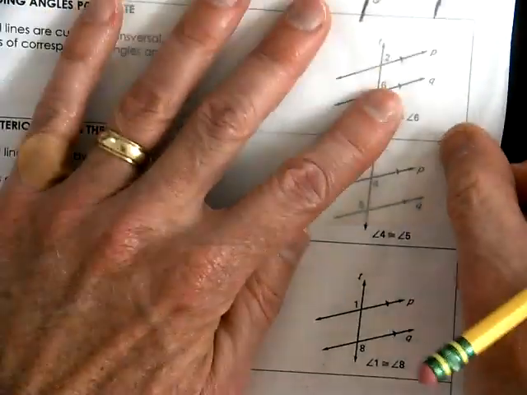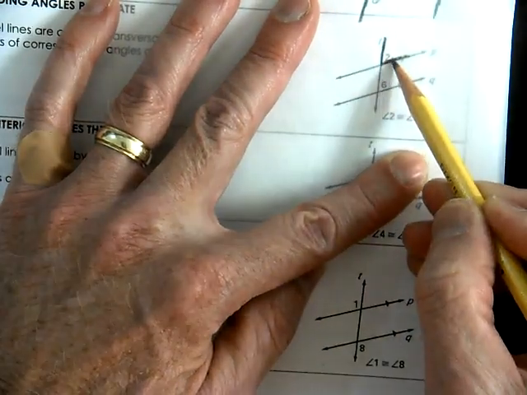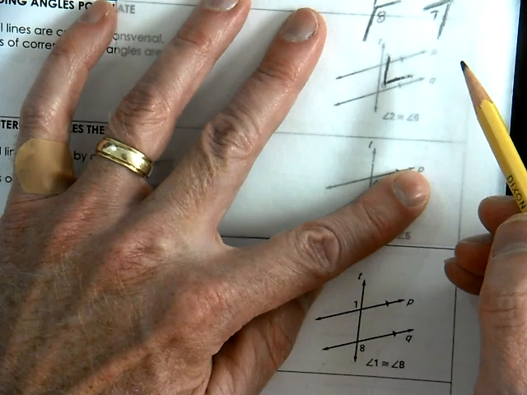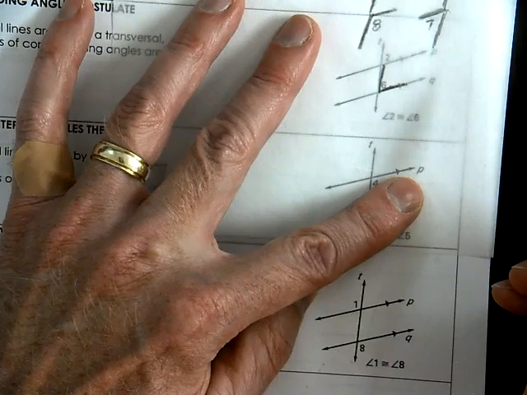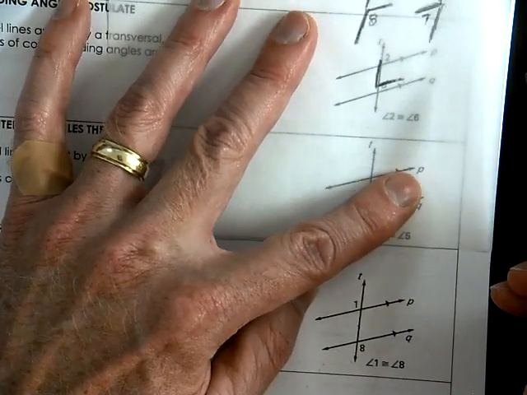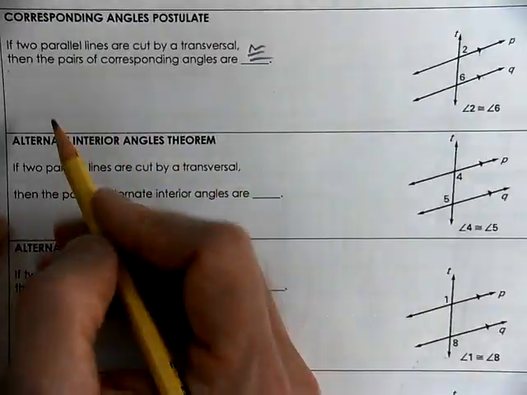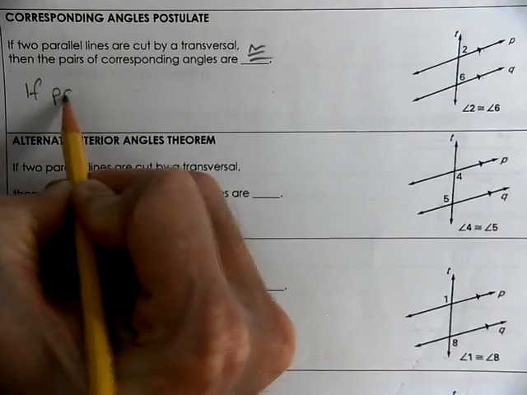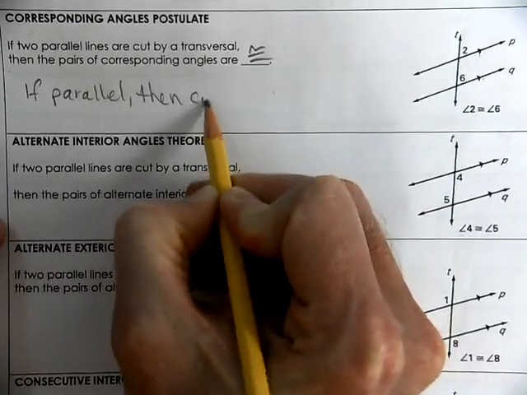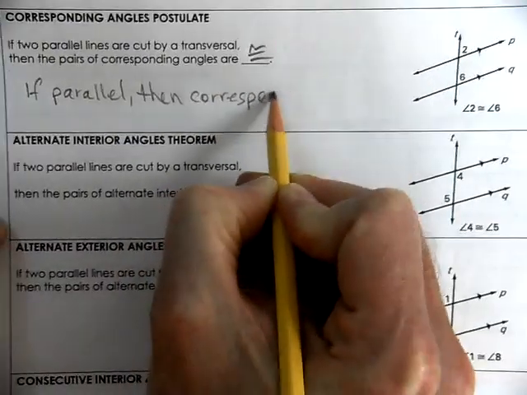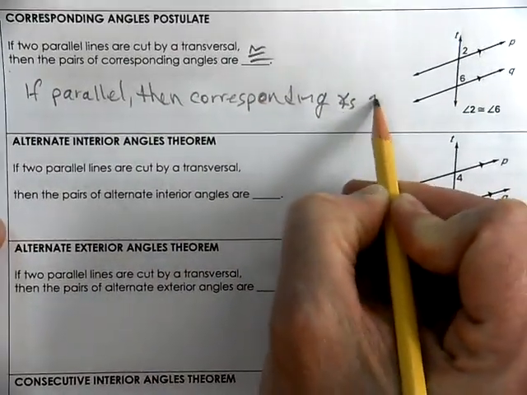We can test that by tracing out angle 2 and comparing that with angle 6, and we see that they are exactly the same. So in our proofs, we're going to use the words if parallel, then corresponding angles congruent.